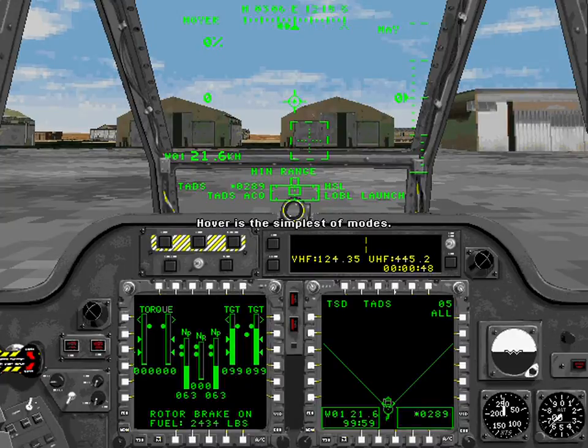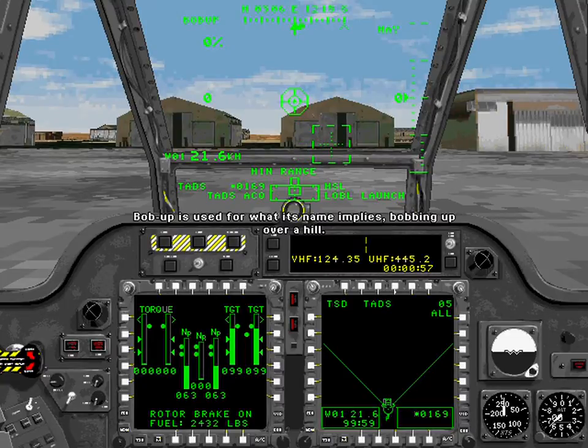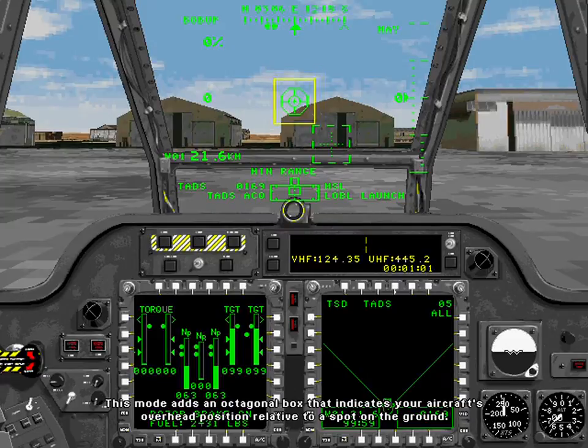Hover is the simplest of modes. It displays basic flight information. All other modes build upon hover mode. Bob up is used for what its name implies, bobbing up over a hill. This mode adds an octagonal box that indicates your aircraft's overhead position relative to a spot on the ground.